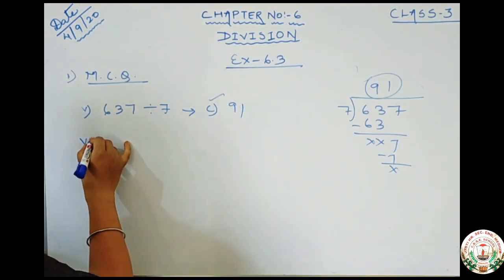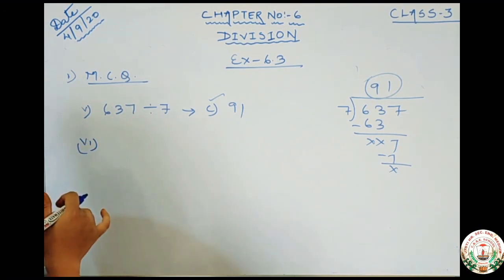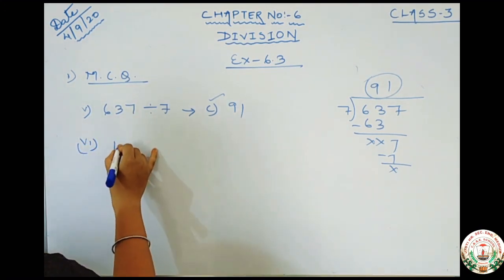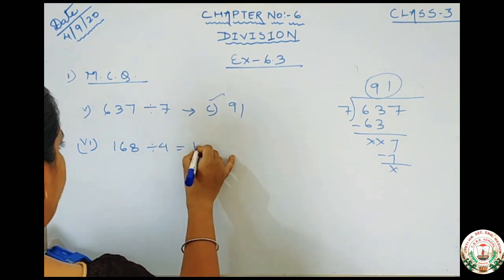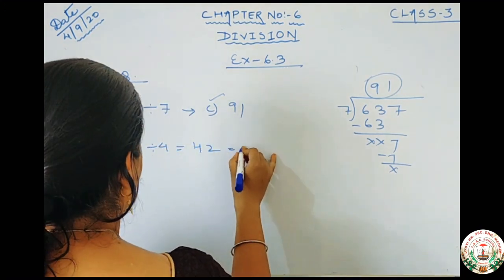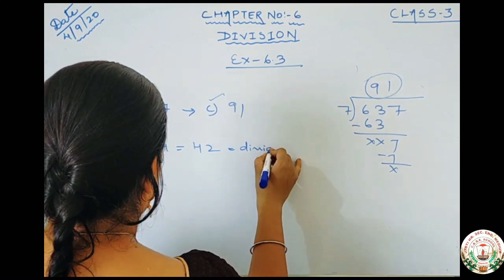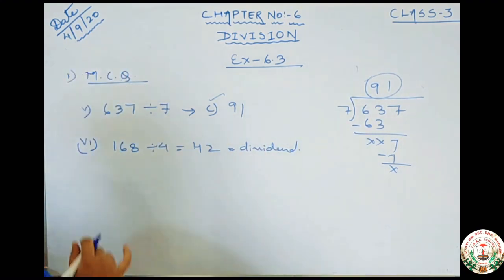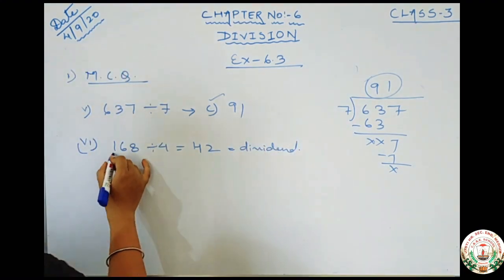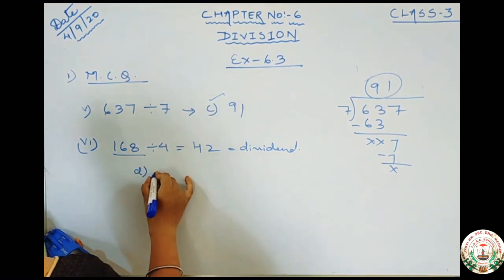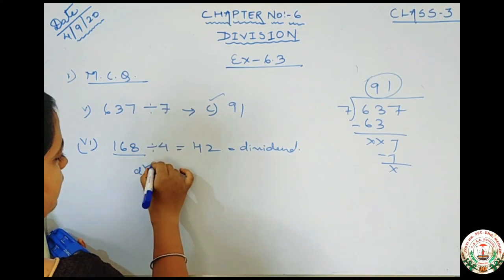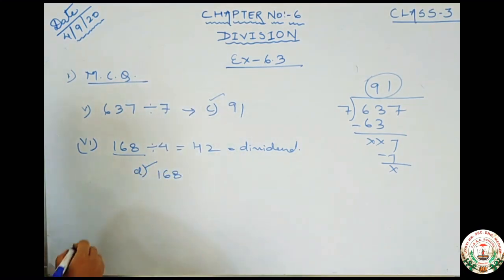Okay. Number 6 is in a division. 168 divided by 4 is equals to 42. So what question is asked? The dividend is. What is dividend in this question? The dividend is 168, which is given in option number D, 168. So you will take option number D.